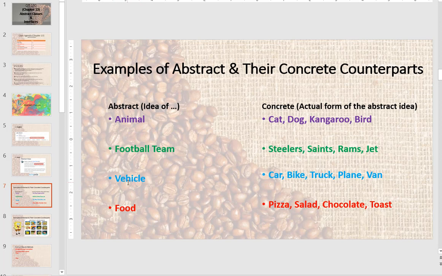That is an abstract term because more concrete would be car, bike, truck, plane, van. What type of vehicle do you drive? Food is an abstract term because you could be more specific or concrete with pizza, salad, chocolate, or toast. So abstract is just the general idea, and concrete is to get more specific. So one more time, abstract is the general idea of something, like how it exists, very generally, and concrete is the specifics of your abstract idea.